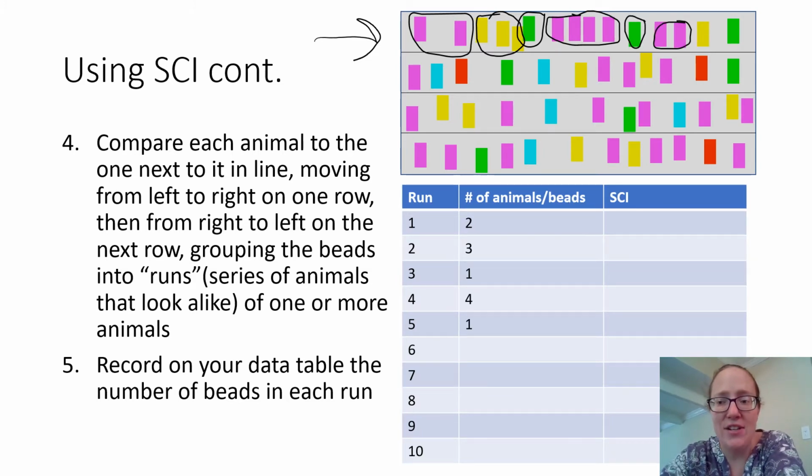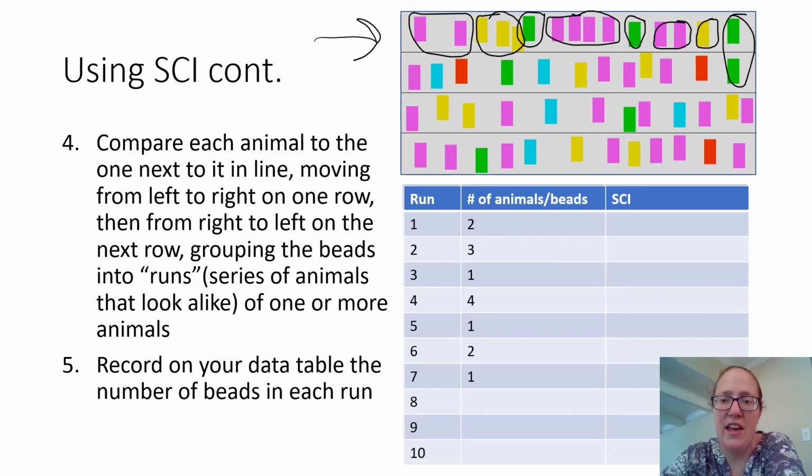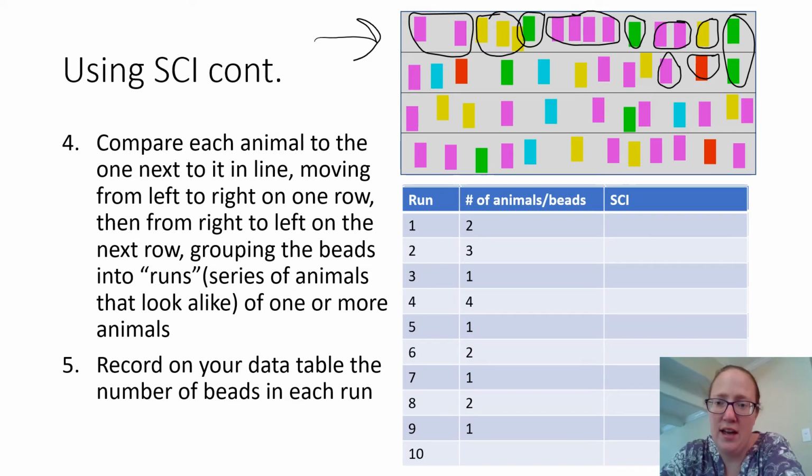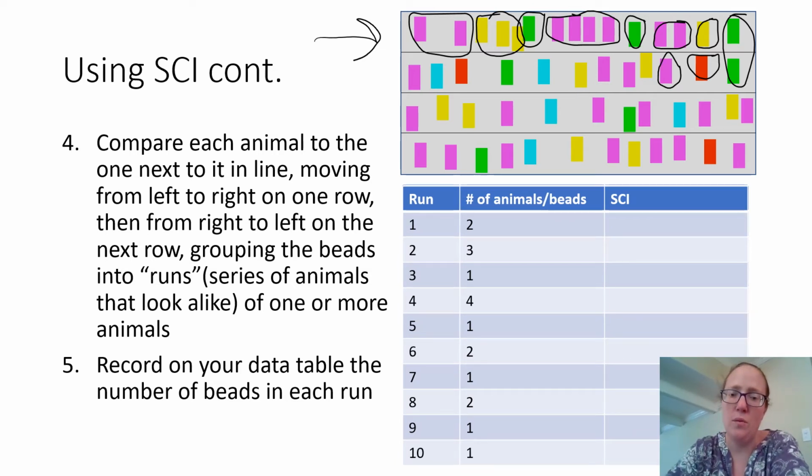Now notice when you get to the end of a line, it's very important that you continue, going across the tray this way, this way, this way. So that's not a run of 1, that's actually a run of 2 because there are 2 animals next to each other if you just made the whole thing into one continuous line. There's the run of 2, then you have a run of 1, and then another run of 1. Okay, so we did 10 runs for this example, but you would continue this process with the whole tray. Each run is organisms that look the same as each other.